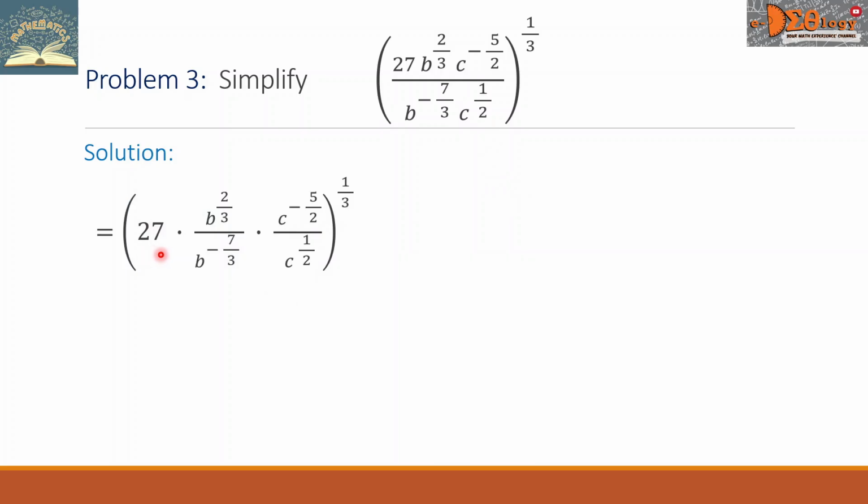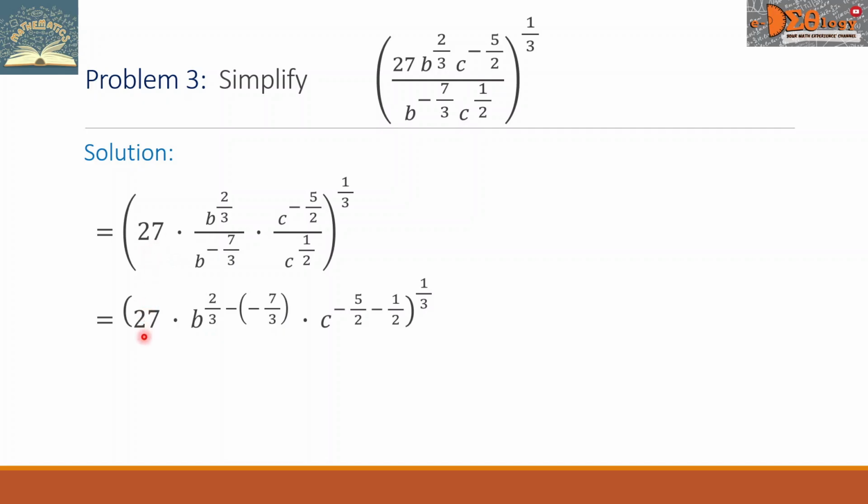27, the number, is separated, times b raised to 2 over 3 all over b raised to negative 7 over 3, times the group for the variable c: c raised to negative 5 over 2 all over c raised to 1 over 2, all raised to the power 1 over 3. Let us simplify the fractions.